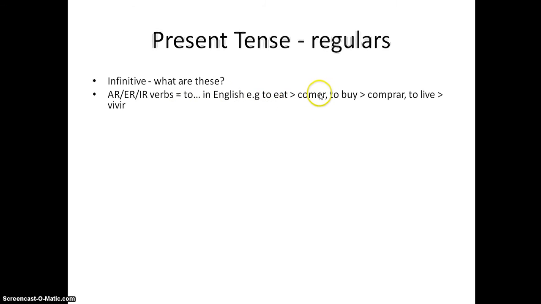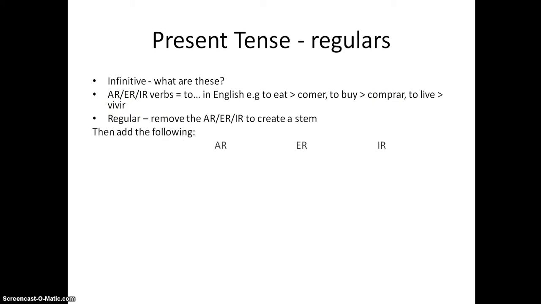We have comer, so it ends in ER. To buy ends in AR, comprar. To live ends in IR, vivir. Okay, so for regular verbs, all we do is remove these infinitive endings and we create what we call a stem. Without these endings, it would be com, compr, viv, and those are our stems. And then we just add the correct ending for the person that we're talking about.